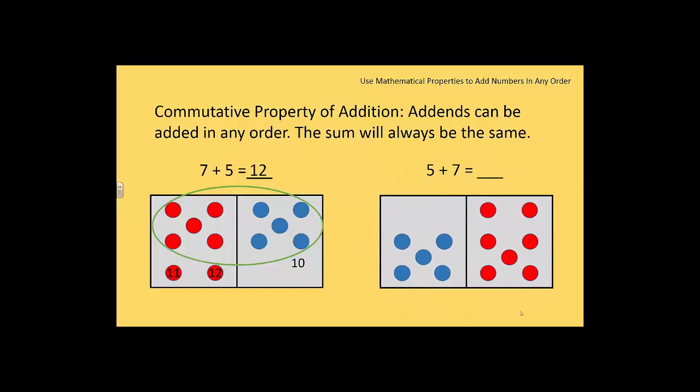They can still see the 10 that can be made, and then count 2 more, 11, 12. 5 plus 7 is also equal to 12. By doing this, they have proved that the order when adding numbers does not affect the sum.